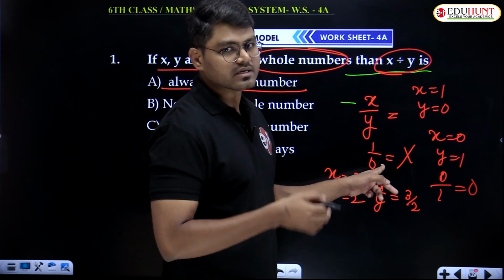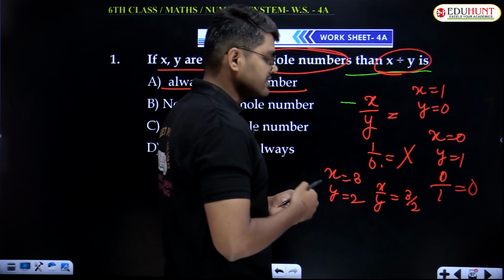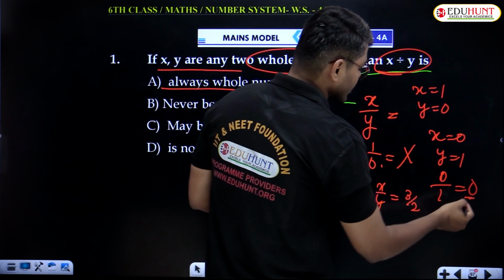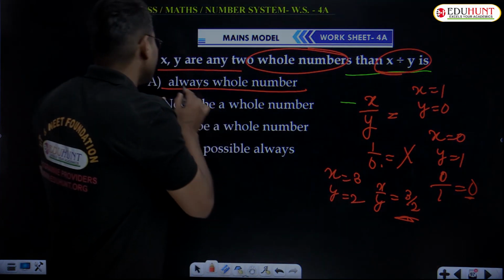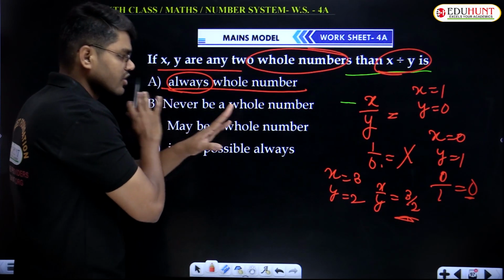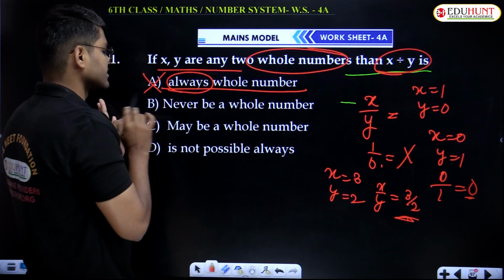Now see, always a whole number. Is it a whole number? This is not at all defined. Is it a whole number? Yes, it is a whole number. Is it a whole number? No, it is not a whole number. That means not always, sometimes only. So that means this option is wrong.